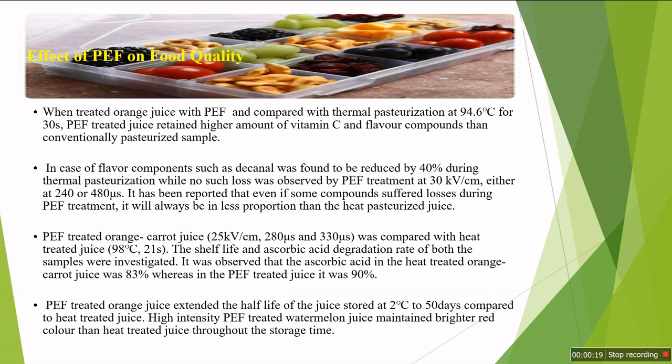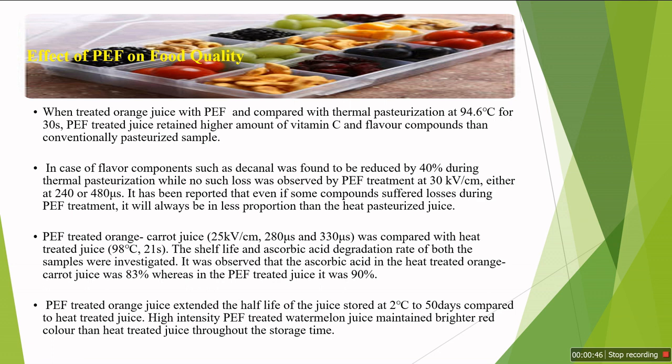In case of flavor components, decanol was found to be reduced by 40% during thermal pasteurization, while no such loss was observed by PEF treatment at 30 kilovolt per centimeter, either at 240 or 480 microsecond. It has been reported that even if some compounds suffered losses during PEF treatment, it will always be in less proportion than the heat pasteurized juice.